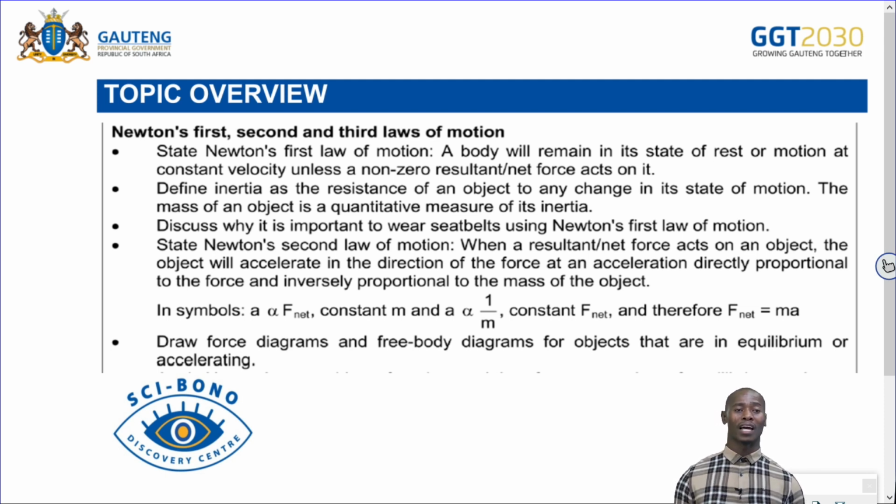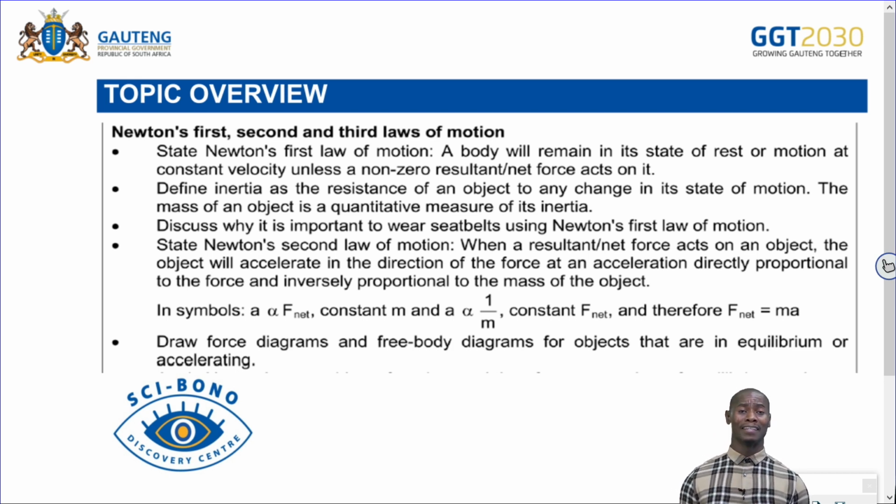So you can see there they said when a resultant or net. So you need to choose. You can't write both. Remember, you are not writing a memo, okay? So it's either you choose resultant or net force. So when a resultant force or when a net force acts on an object, the object will accelerate in the direction of the force with an acceleration that is directly proportional to the force and inversely proportional to the mass.